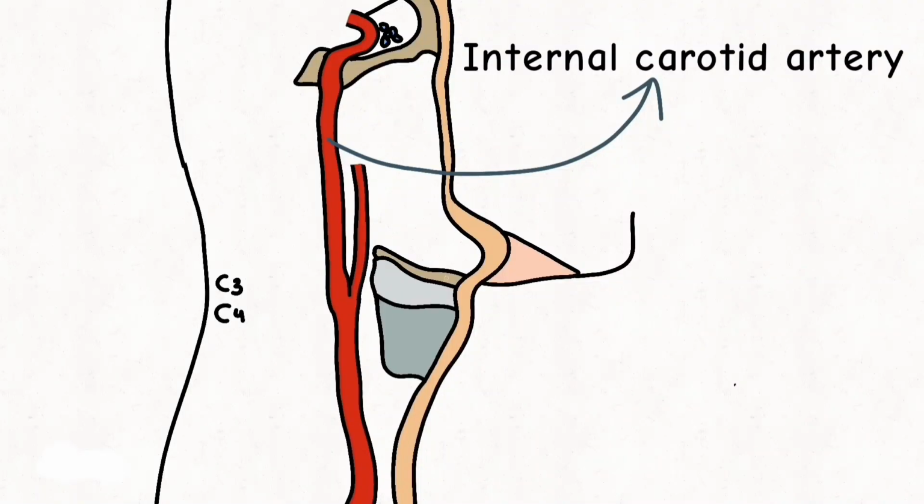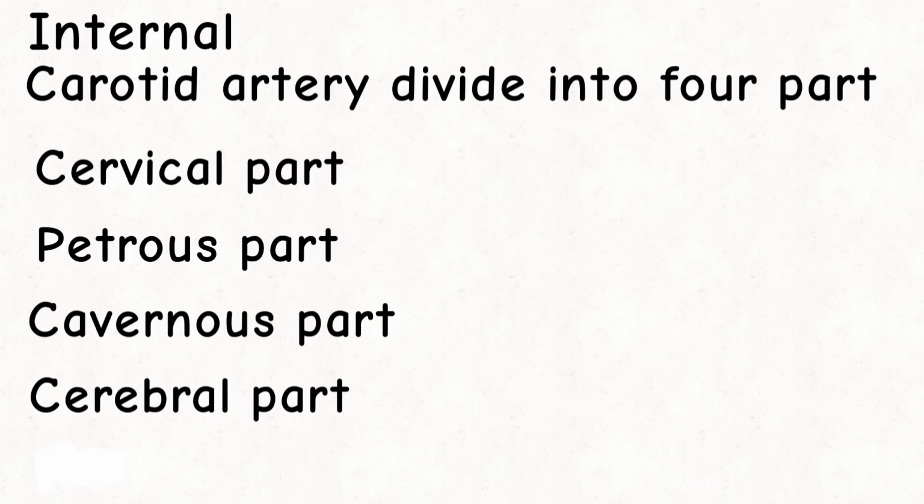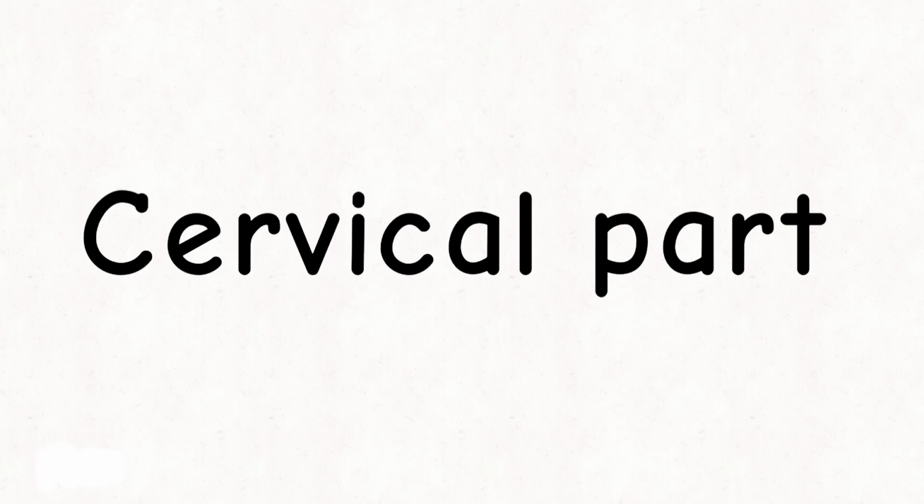Last time we saw the internal carotid artery introduction. Today we are going to study the first part of the internal carotid artery, which is the cervical part. Internal carotid artery has four parts. First one is the cervical part. It starts in the neck.